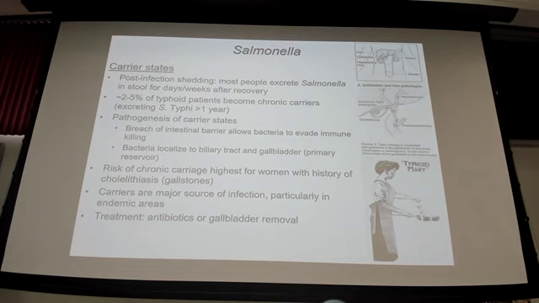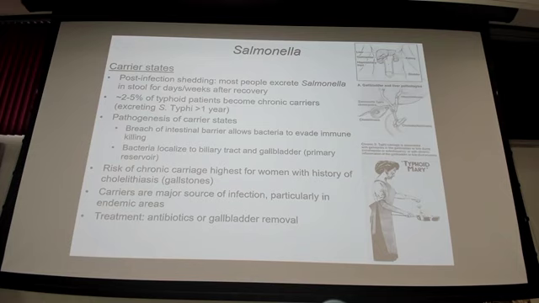So what happens with these carriers is these bacteria are able to take up safe haven. They evade interference from the immune system, and they will lodge in the biliary tract and gallbladder, which you guys are studying in A&P right now, right? Sort of, yeah, digestive. Okay, so there's a picture here where you can see the gallbladder, which is primarily where they will hide for that time period, right below the liver, a small little organ there.